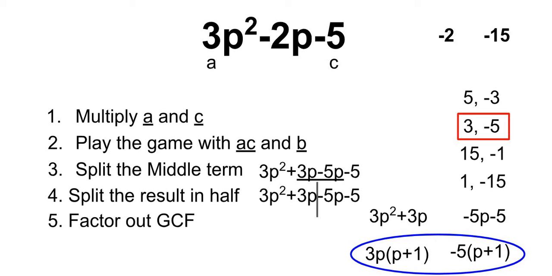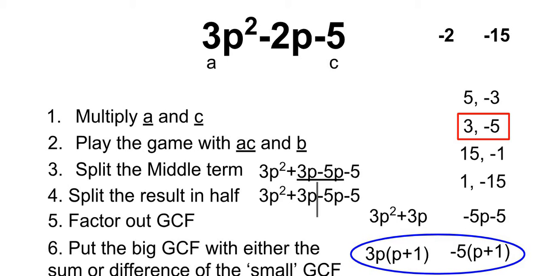Now our final step is that we need to put the big GCF with either the sum or difference of the small GCF. Well, in this case, we're going to put the difference of the small GCF because negative 5, well, that's negative. If it was positive 5, then it would be the sum. But now you're going to put 3p, the first small GCF, minus 5, the second small GCF. And you're going to put those in parentheses. And then you're going to multiply that by p plus 1.